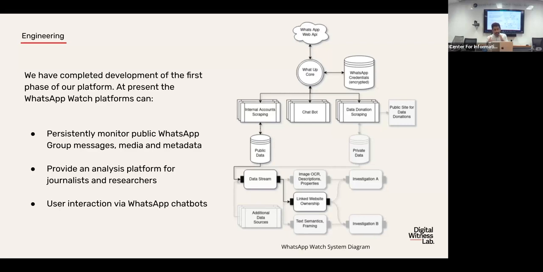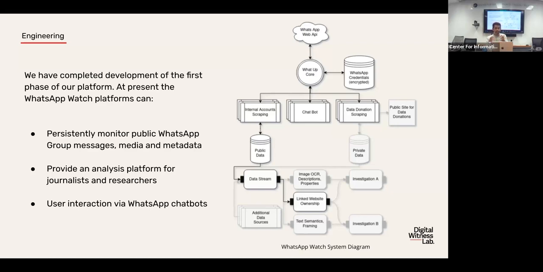We are currently beginning to start working on the analysis tools and the different ways in which you're going to study the content that's coming in. But so far, all the data we've got is from publicly indexed groups. These are just groups, like I said, that you can find by searching on Google, like chat.whatsapp.com and the URLs. And then the really fun thing is this user interaction via chatbots, which I'll talk about more in a second.